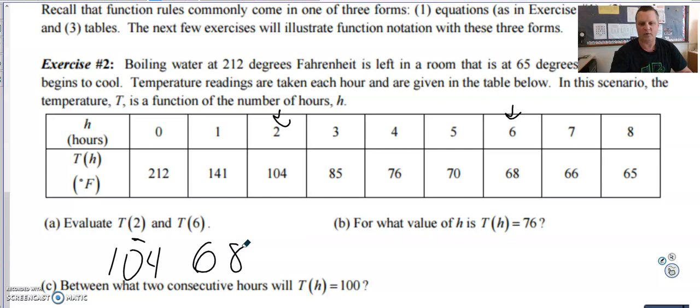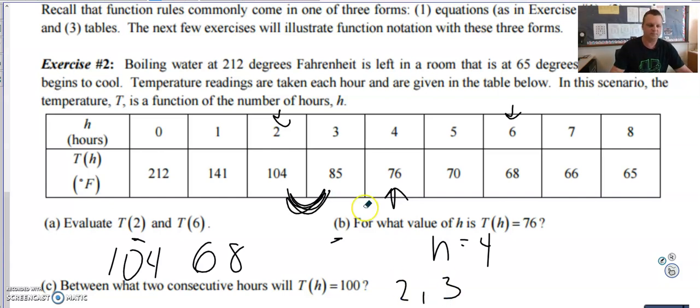Now we want to find the hours in letter B. For what value of h is T of h equals 76? There's your 76. They give you the output. So h is 4 for the input. Between what 2 consecutive hours will T of h equal 100? So T of h, that's your output. It's right in here somewhere. Between what 2 consecutive hours? Between 2 and 3. Okay, that's where it will be 100 degrees.